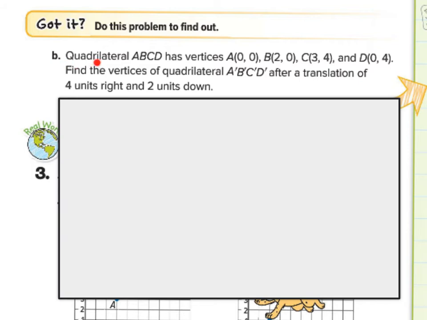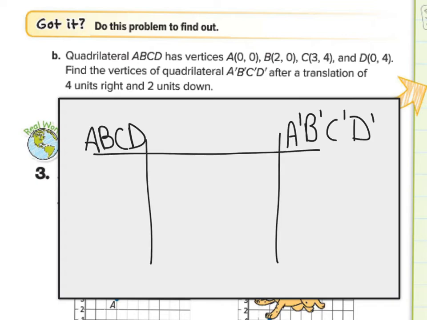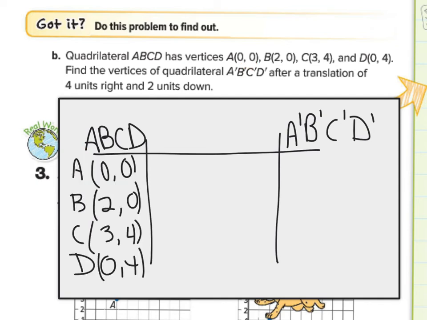Okay, we have a quadrilateral. Quad means 4, so a 4-sided figure, polygon. ABCD has vertices. Okay, so we have ABCD. I will go ahead and make my table with ABCD and then my image. So here's my pre-image, and I will go ahead and write my coordinates down here. And now I will follow my rule.